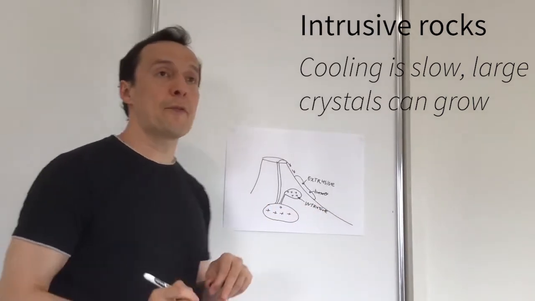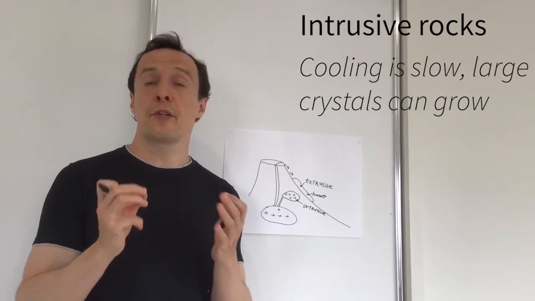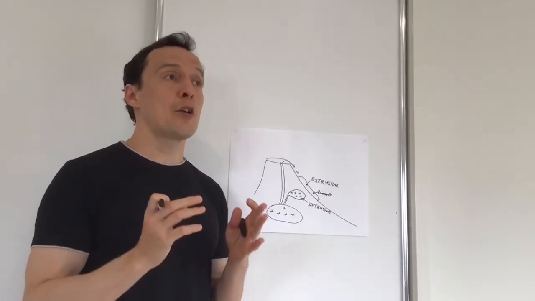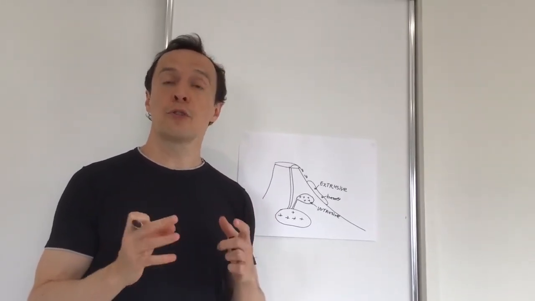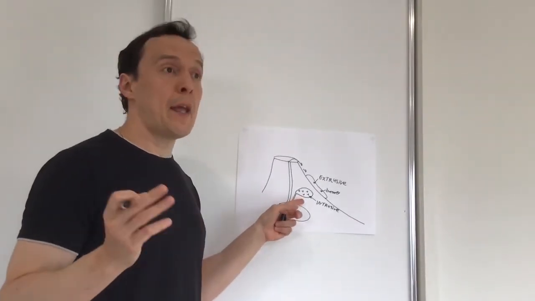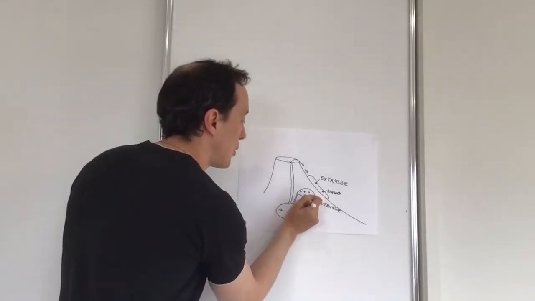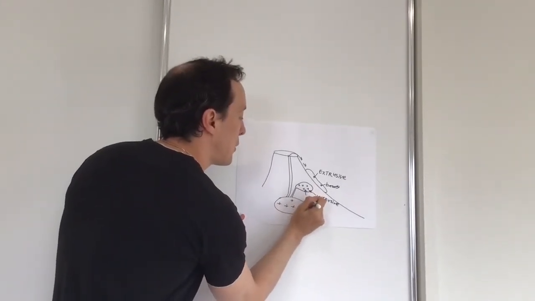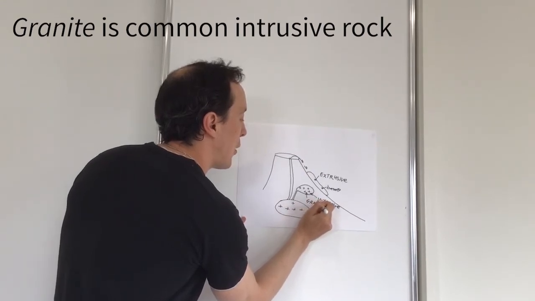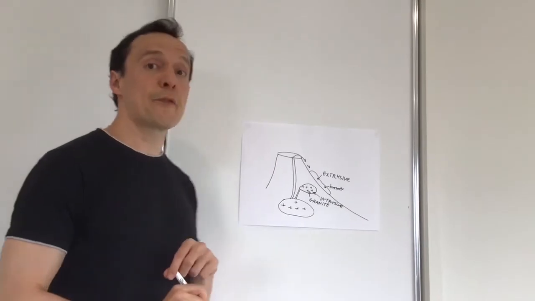And these intrusive rocks typically have very big crystals that you can see with your eye. So this is a very good feature of intrusive rocks that you need to remember: big crystals. Any example of intrusive rock? Granite. Granite, very good. So granite will be probably the most common example of intrusive rocks.